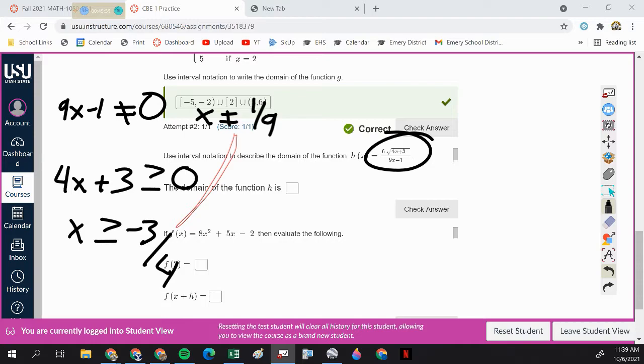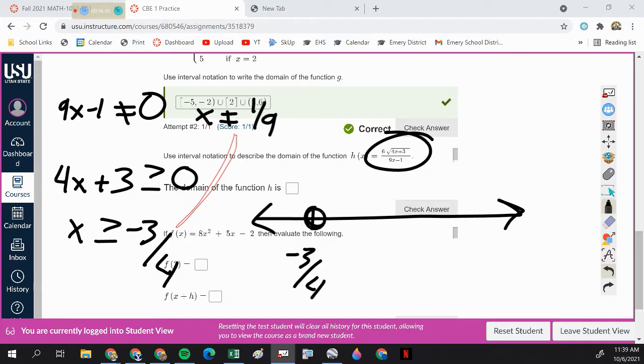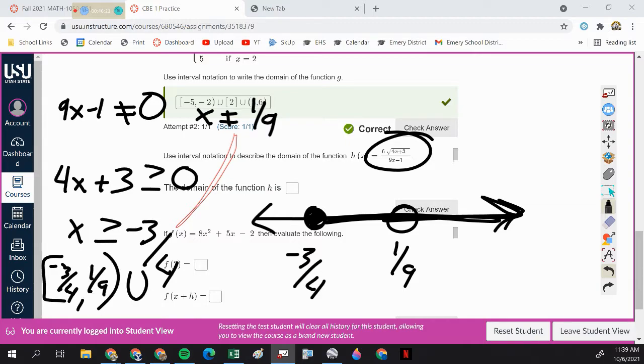So on the number line, negative 3/4, closed circle, shade to the right, but I have an open circle at 1/9. So how would I describe that using interval notation? So negative 3/4 with a bracket to 1/9, union with 1/9 to infinity, and infinity always gets a parenthesis. We can never equal infinity, so it always gets a parenthesis, not a bracket. Okay.